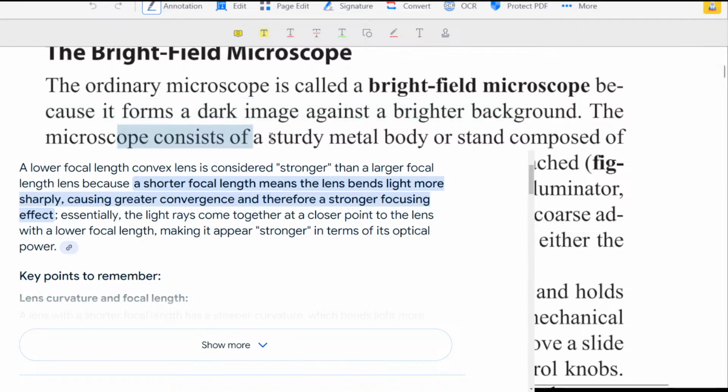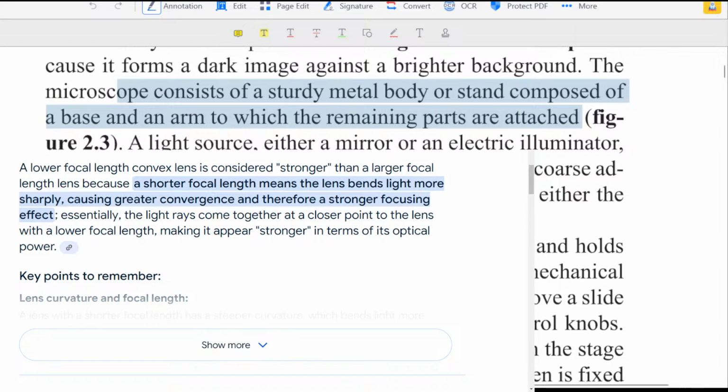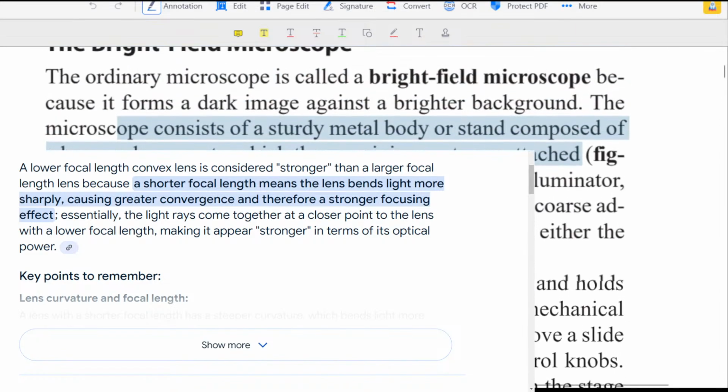The microscope consists of a sturdy metal body or stand composed of a base and an arm to which the remaining parts are attached. We already know it is a metal body and it is a stand composed of a base, right? And an arm to which the remaining parts are attached. Guys, what is the arm? Do you know?